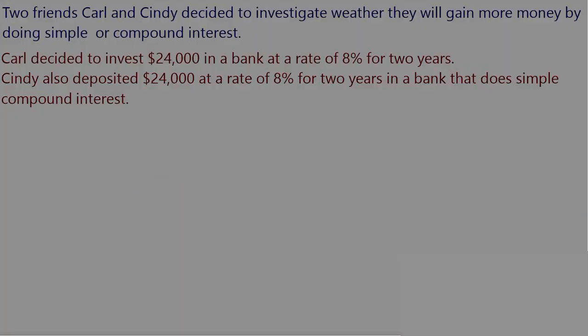So, two friends, Carl and Cindy, decided to investigate whether they will gain more money by doing simple interest or compound interest. Carl decided to invest $24,000 in a bank that offers an interest rate of 8% for 2 years. Also, Cindy decided to invest the same amount of $24,000 in a bank that offers compound interest at a rate of 8% for 2 years. We can set up a table to hold the calculations for Carl and Cindy's earnings.